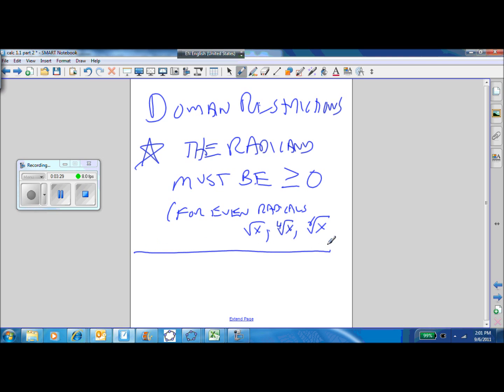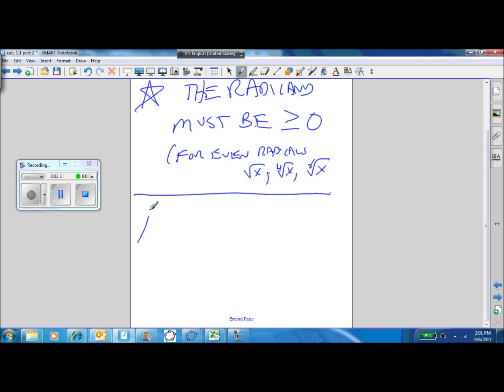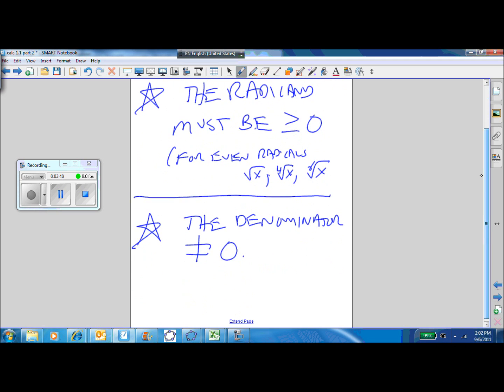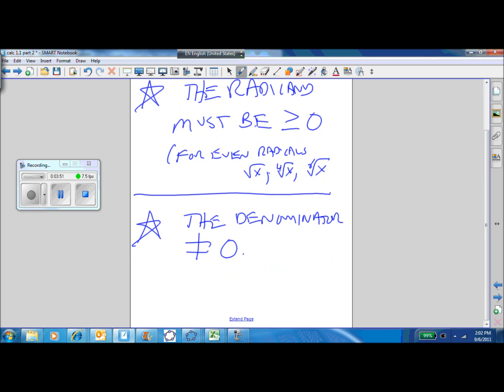And the other domain restriction is that the denominator cannot equal 0, because that would create division by 0. We saw those two in the last problem we did. Okay, we'll practice more of those in class, but that's the general idea of what to look for when restricting the domain. To figure out the range, you really have to get a good idea of the graph, and we're going to be working throughout this chapter on doing graphs.